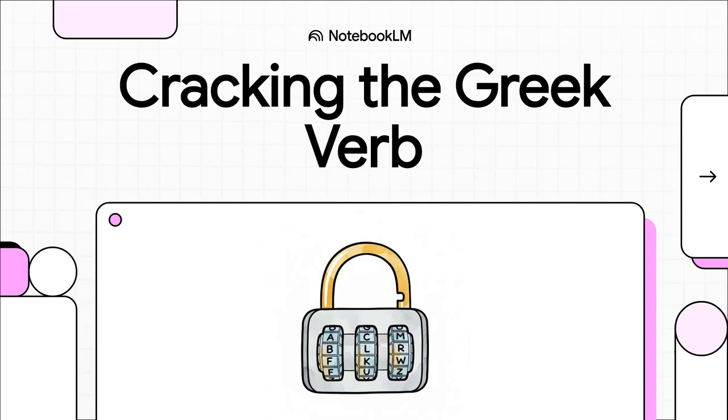Have you ever thought about what it would be like to say an entire sentence? Subject, action, time, the whole deal, all in a single word? Well, in some ancient languages, that's not just a cool idea, it's exactly how they worked. Today, we're going to be linguistic detectives, and our mission is to crack the code of one of the most efficient information systems ever made, the Greek verb.